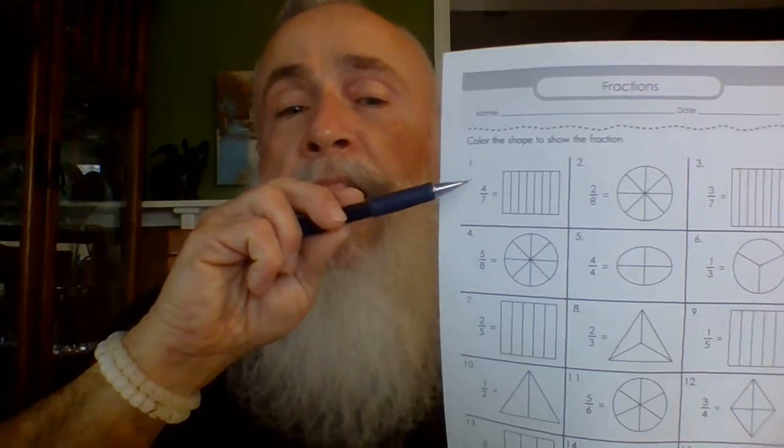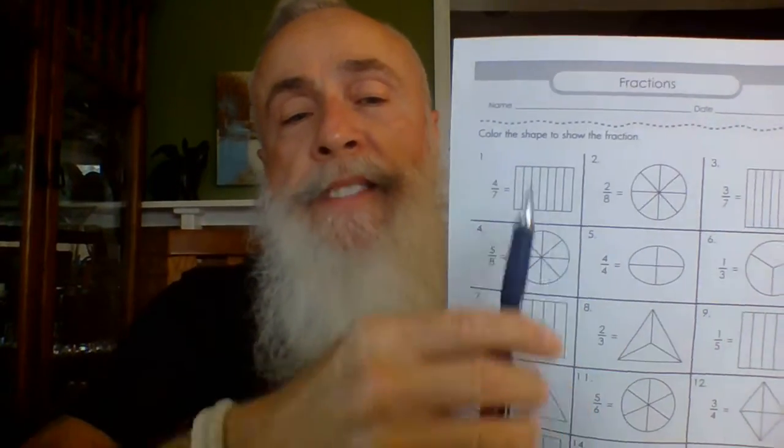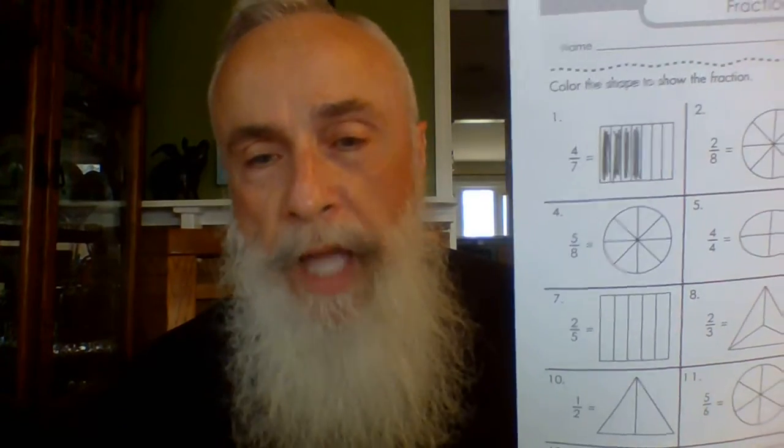Now, we're talking about 4 parts of this whole. So the whole thing is 7. The numerator, which is the 4 parts, they want you to color in 4 out of 7. And that's what I'm going to do right now. This is what 4/7 looks like. 4 out of 7.